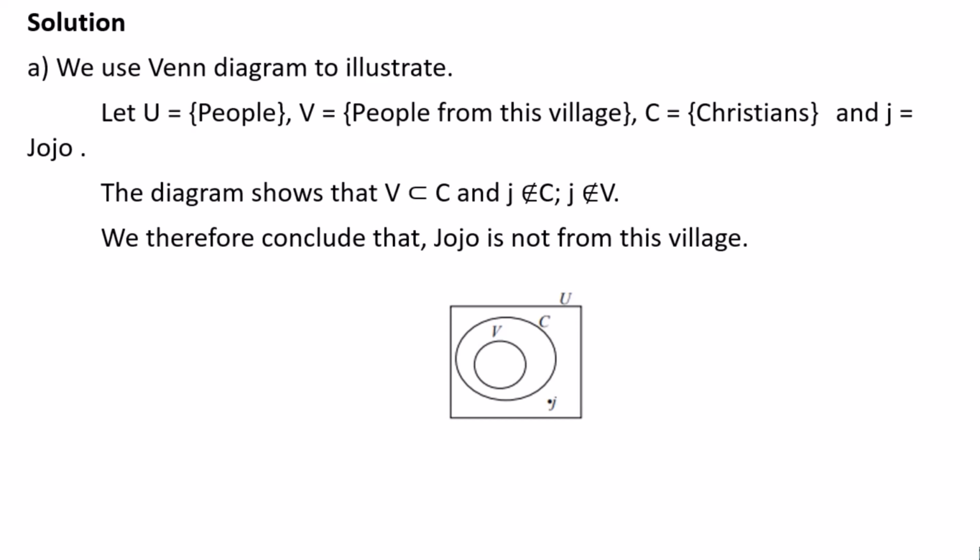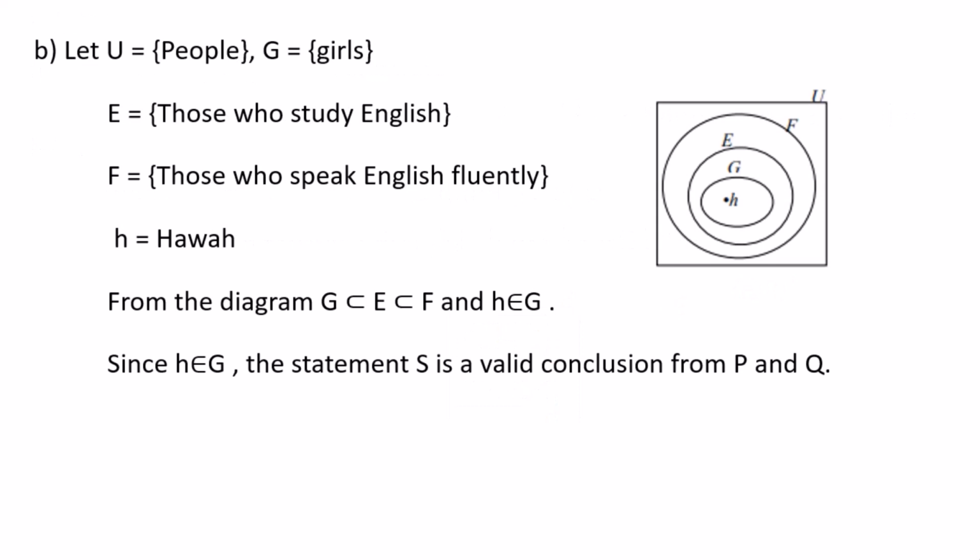So when you look at this one, the universal set is people, that's people from this village. C is Christians. So you realize that Kojo is not a Christian, and Kojo is not from this village. The diagram shows, therefore, the conclusion that Kojo is not from this village, and this is a valid statement. Alright, so this is our solution for the second question.